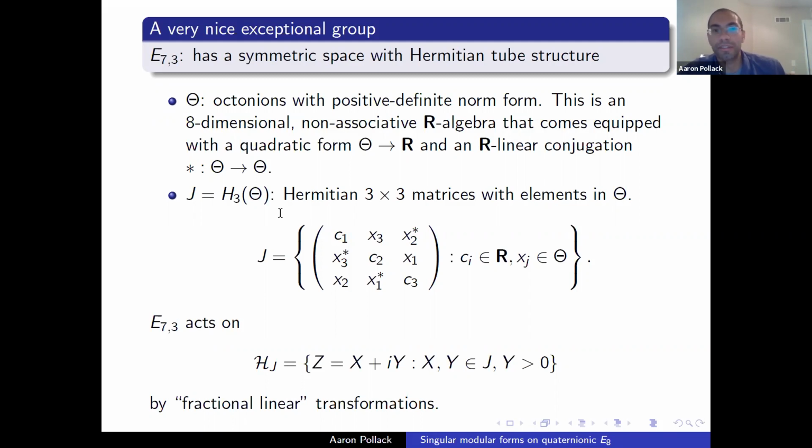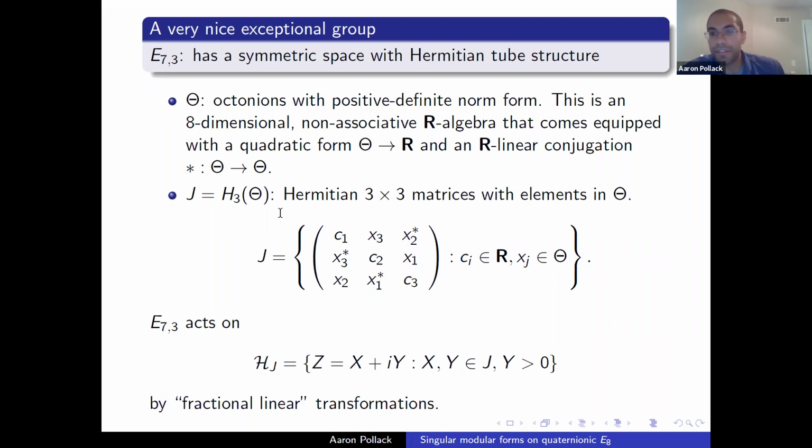Let theta denote the octonions with positive definite norm form. Maybe some people have run into the octonions before if they've been working with G2 or something, but let me review this briefly. It's an 8-dimensional non-associative R-algebra that comes equipped with a positive definite quadratic form and an R-linear conjugation, which I'm denoting by star. You should think of it as an 8-dimensional analog of a definite quaternion algebra. A definite quaternion algebra is a 4-dimensional associative R-algebra, and this is an 8-dimensional analog.